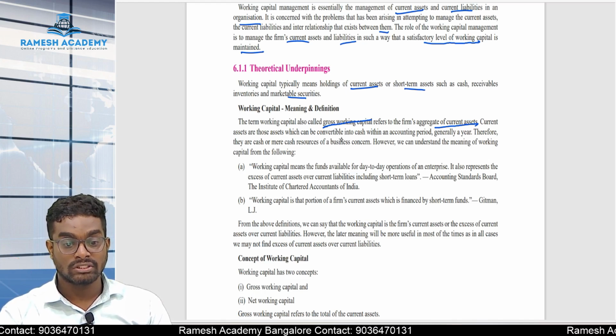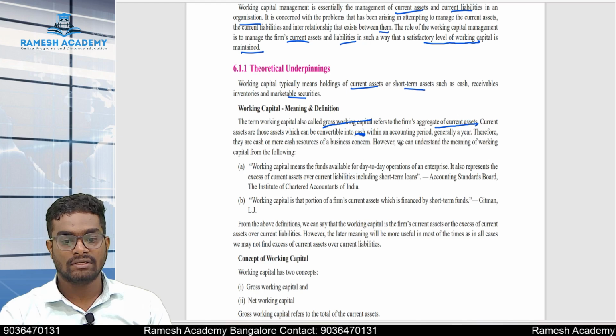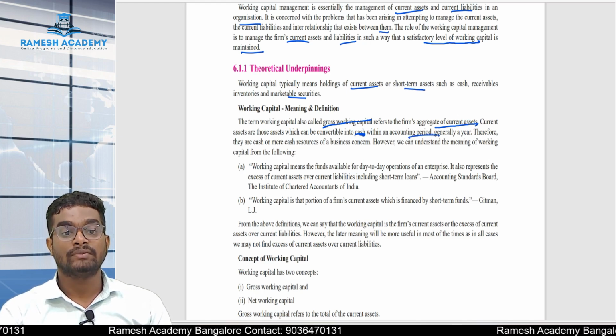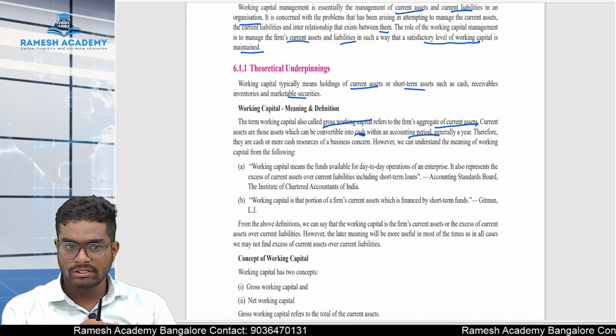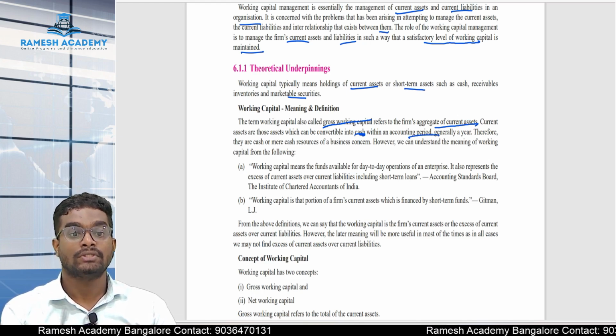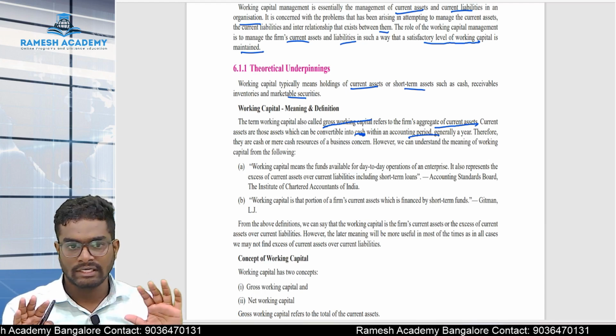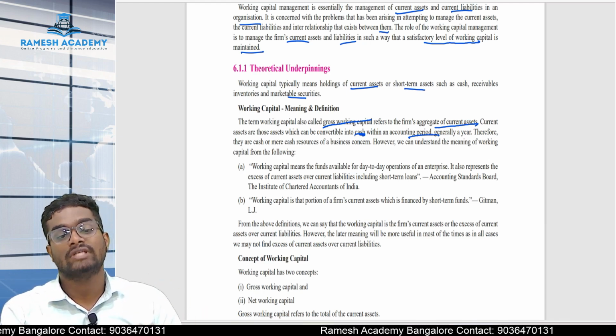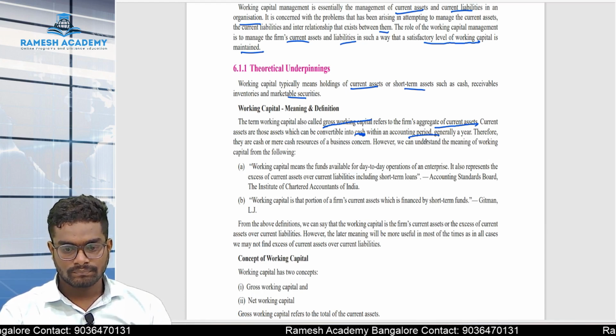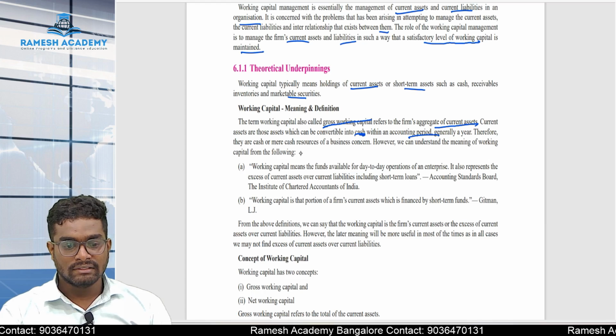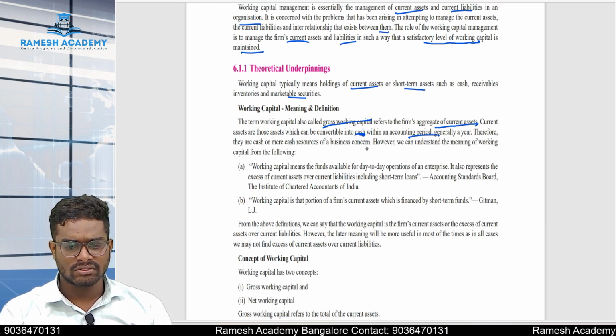Current assets are those assets which can be convertible into cash within an accounting period. So which means stock, receivables you can convert into cash, which means if you sell you will get the cash immediately within 1 year. But what about fixed assets? You will not get it in 1 year because you will be using it for more than 1 year. Therefore there are cash or near cash resources of a business concern.